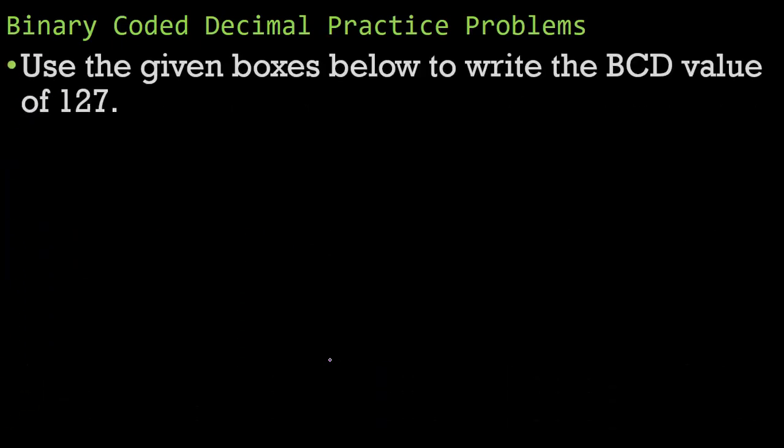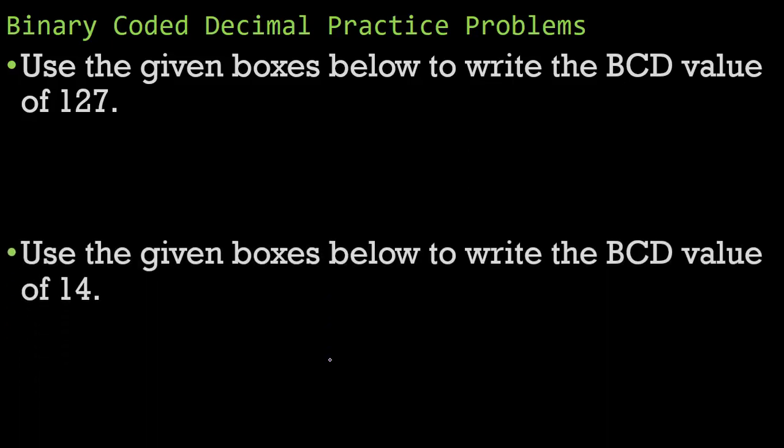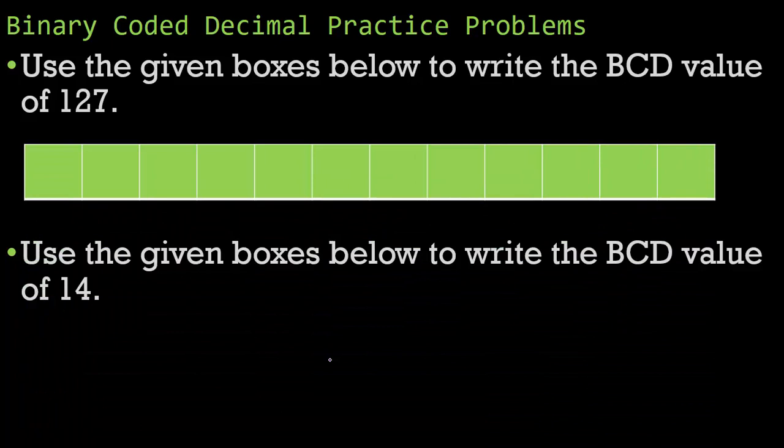Use the given boxes below to write the binary coded decimal value of 127. It doesn't tell us whether to use 4 bits or 8 bits. That could be a problem. Let's look at another one. Use the given boxes below to write the binary coded decimal value of 14. Doesn't tell us how many bits to use. That could be a problem. All right, so we have a set of boxes here. When I count the number of boxes, I see there are 12 boxes. Because I have 3 digits, I can't use 8 bits per digit. I would need 24 boxes. I have 12 boxes, which means I'm going to use 4 bits per digit.